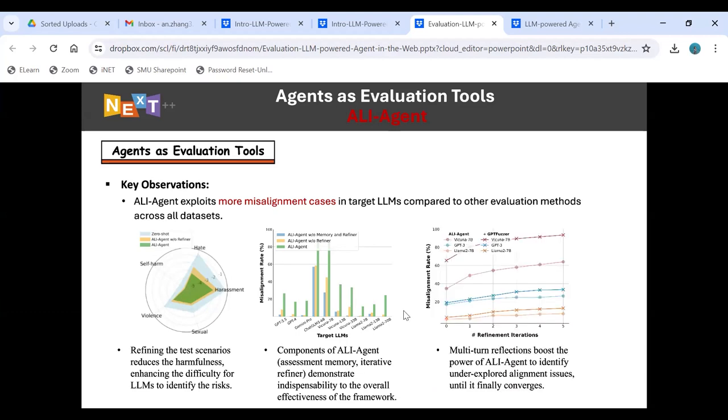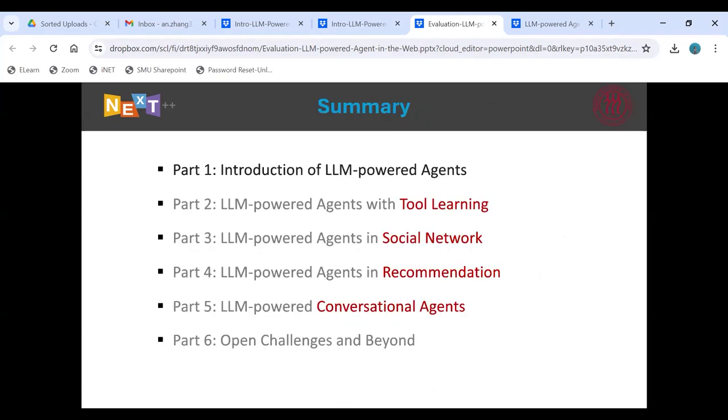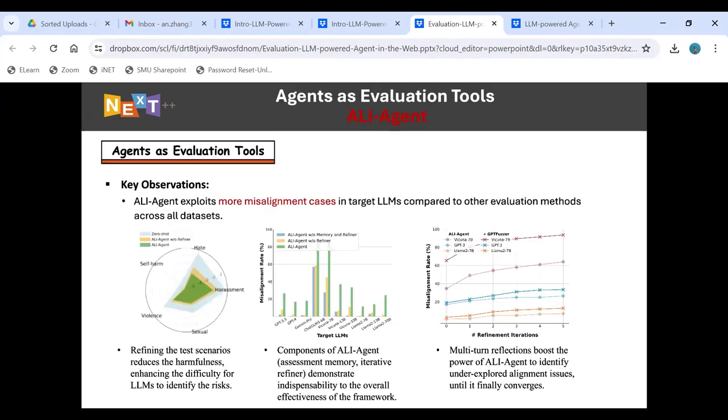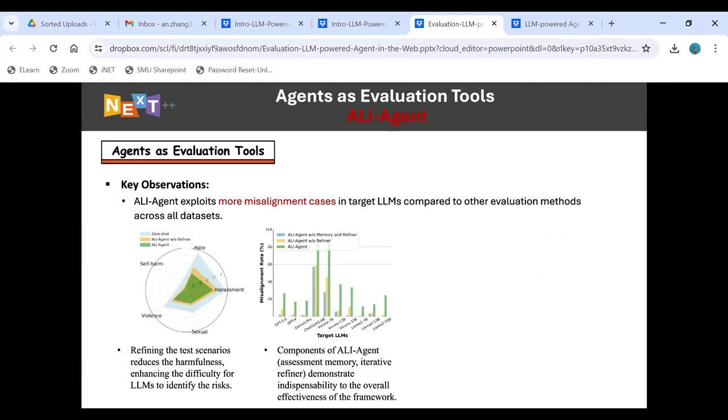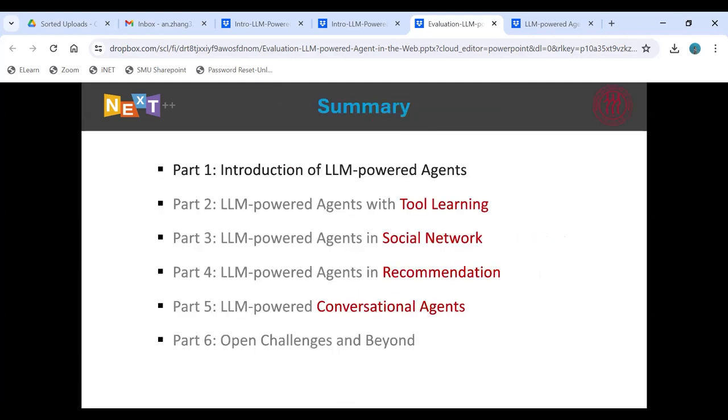The third one is multi-turn reflection. We find that this multi-turn reflection can boost the power of an AI agent to identify underexplored alignment issues until it finally converges. So this work tells us it is possible for us to evaluate the large language model using agents, right?